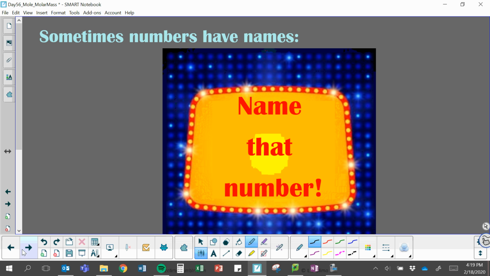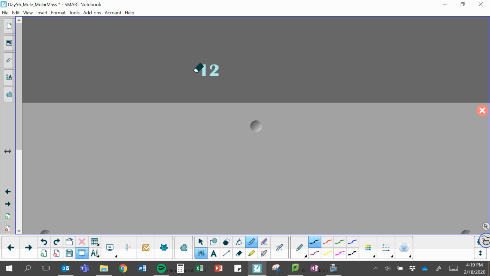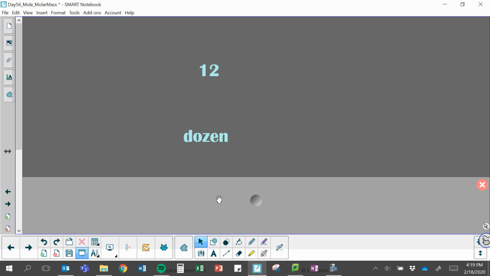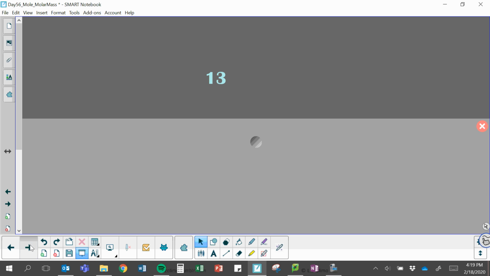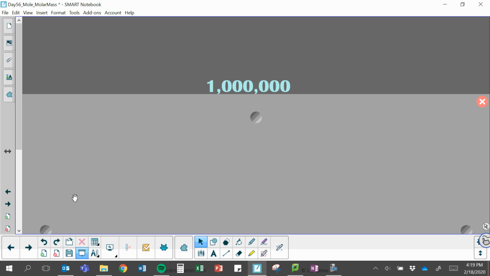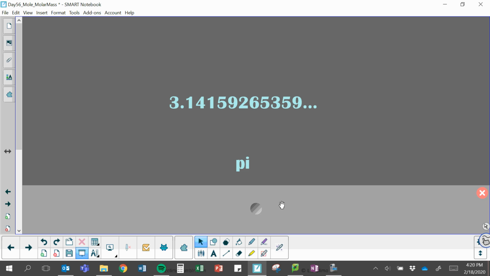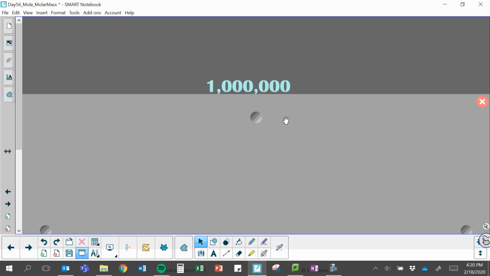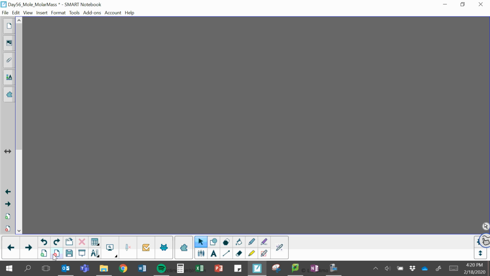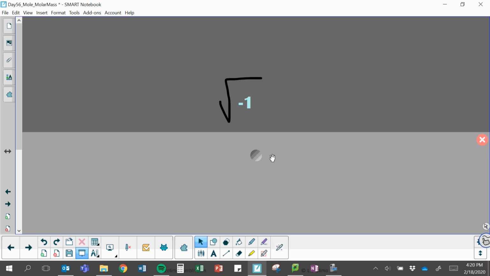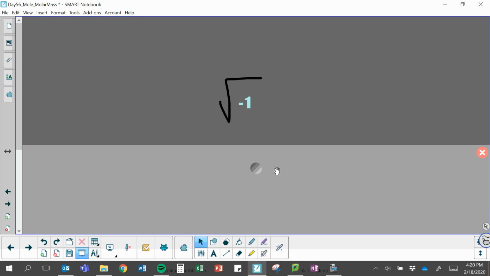Okay, so we did this little game of name that number afterwards to show that numbers have names. So like this, we can call it a dozen for 12. 13 we can call a baker's dozen. This we call a million. This number we call pi. And this number you might know, or you might not, that we call it i, but that is just really for math. We're not really using that. It's an imaginary number. We're not using that in chemistry.